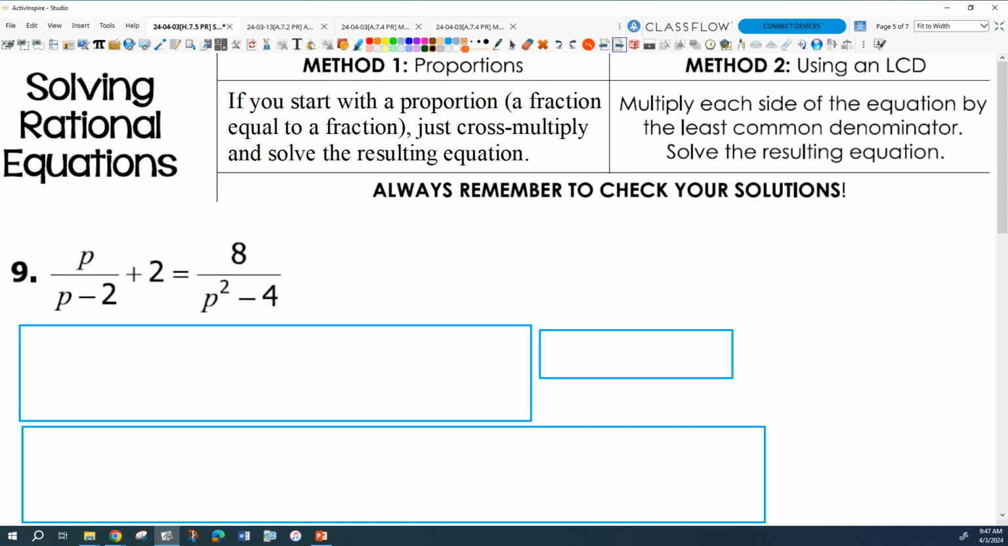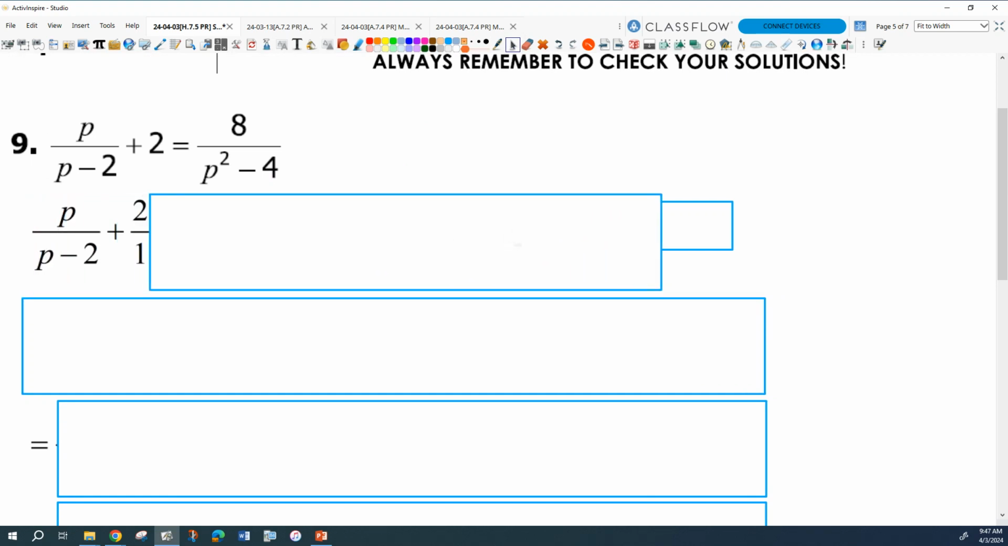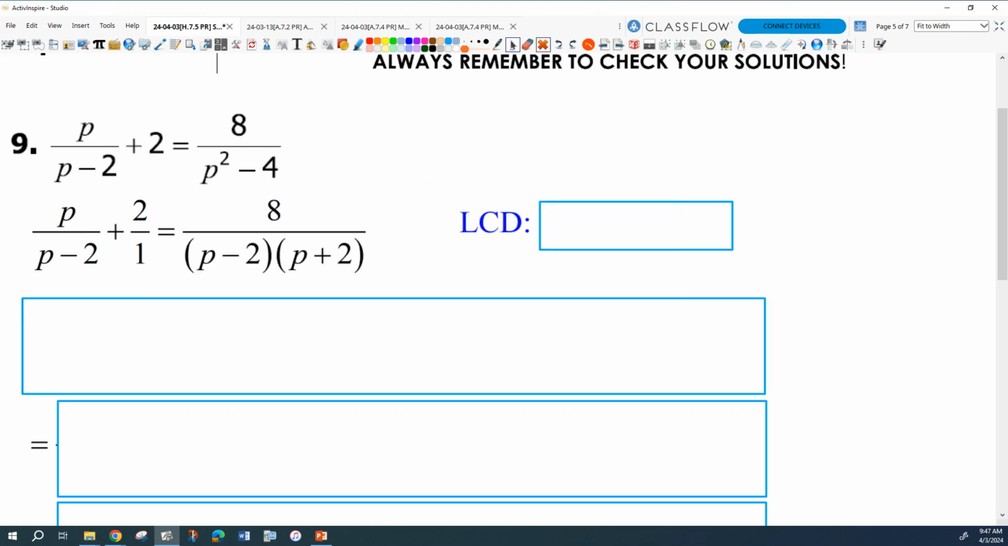You got to factor first. Yeah, exactly. Good. So let's do that first. We got to factor. So what do we get when we factor? Well, first one's factored. Second one is factored. Third, the right side factors to what on the bottom? Okay, good. P minus 2 times P plus 2. So what is my LCD? There you go. P minus 2 times P plus 2.